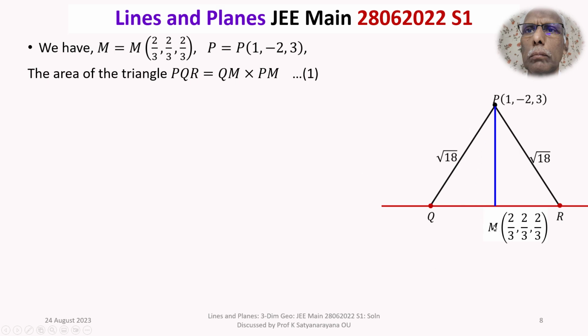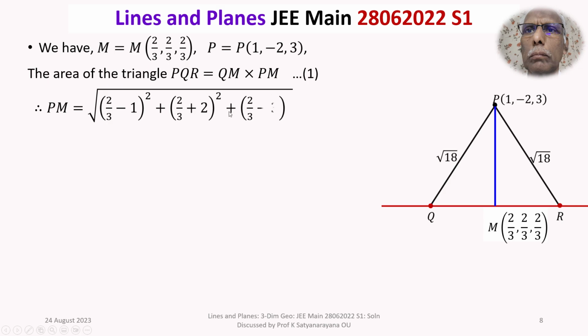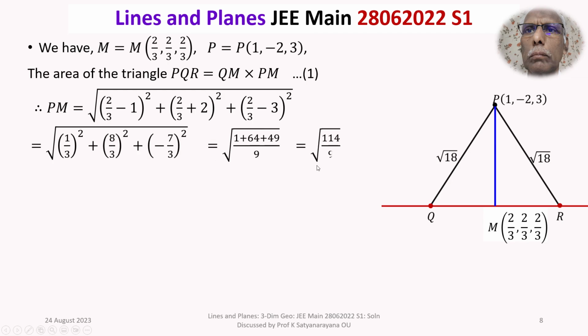So the length PM is found using the distance formula. So PM is under the square root of x2 minus x1 whole square plus y2 minus y1 whole square plus z2 minus z1 whole square. So 1 minus 2 by 3, 3 minus 2 by 3, and so on. So this is the distance formula. Now simplify. This is the simplification we have done, and ultimately after cancelling 3 in both numerator and denominator, you will get under the square root of 38 by 3. So PM, the altitude, we have obtained.